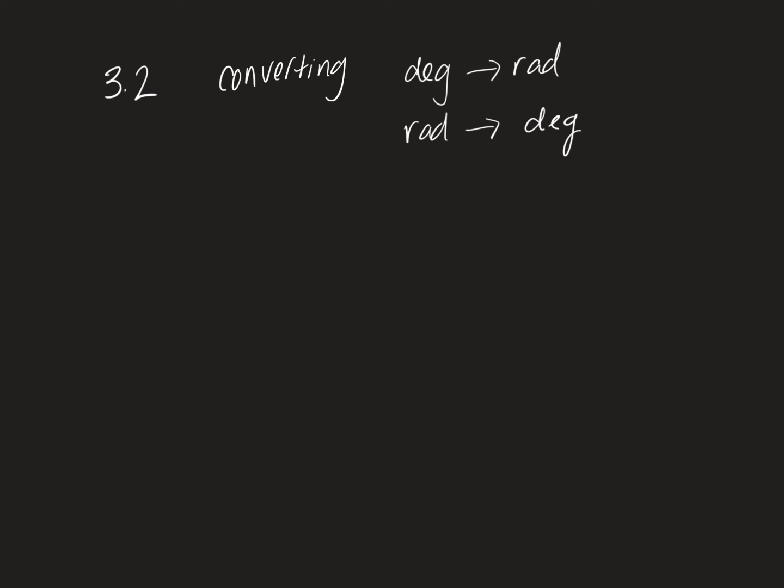Okay, so if we wanted to go from degrees to radians, how do we do that? What do we multiply by? 180 or 360. Good job, Caitlin. Pi over 180.